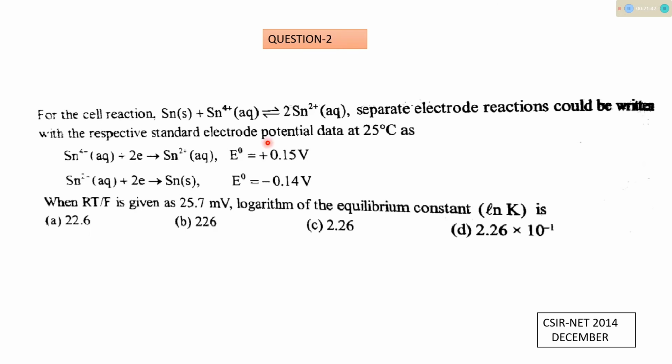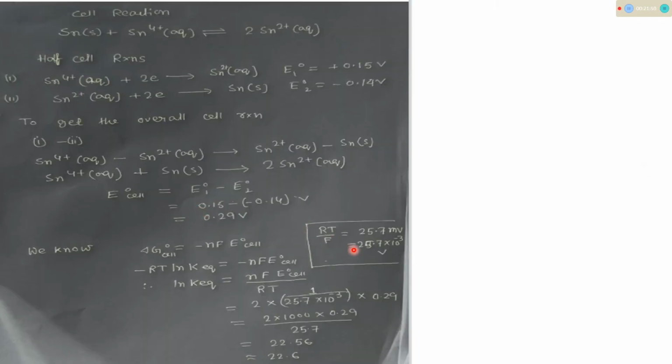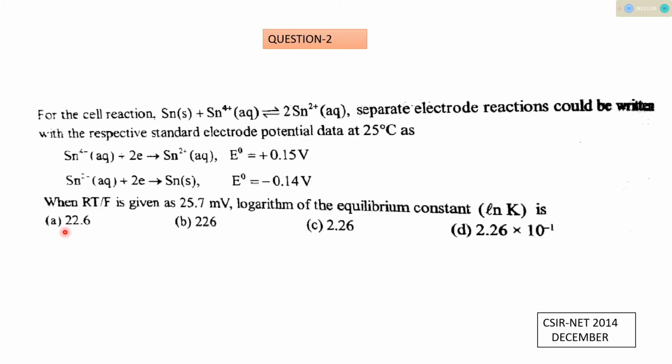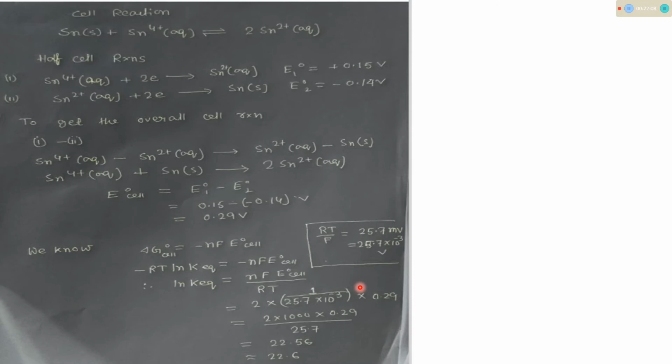So in this case they are given 25.7 millivolt. So 25.7 millivolt means 25.7 into 10 to the minus 3 volt. So just putting the values, you will get 22.6 as the value of ln K. So move to the next question.